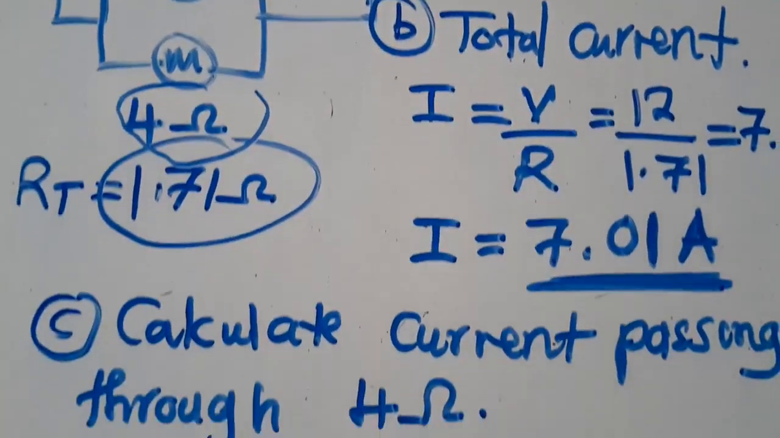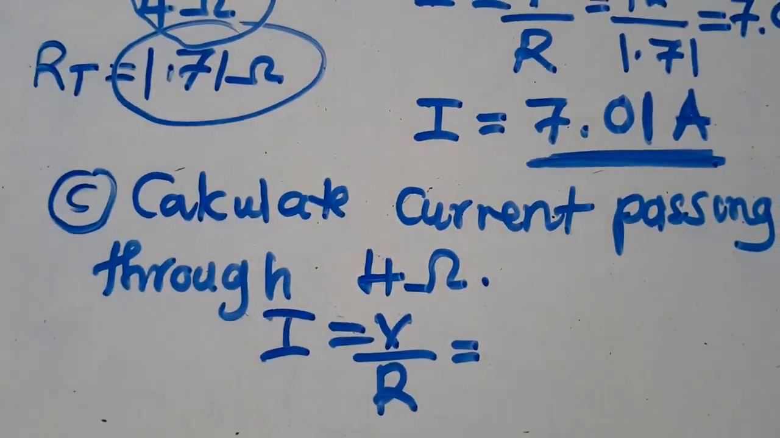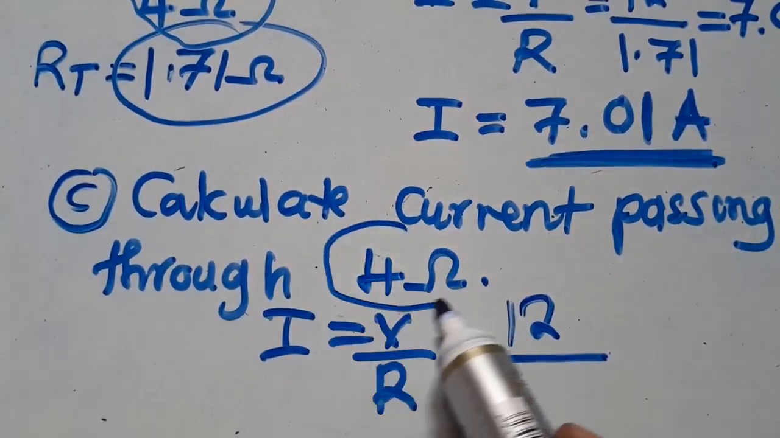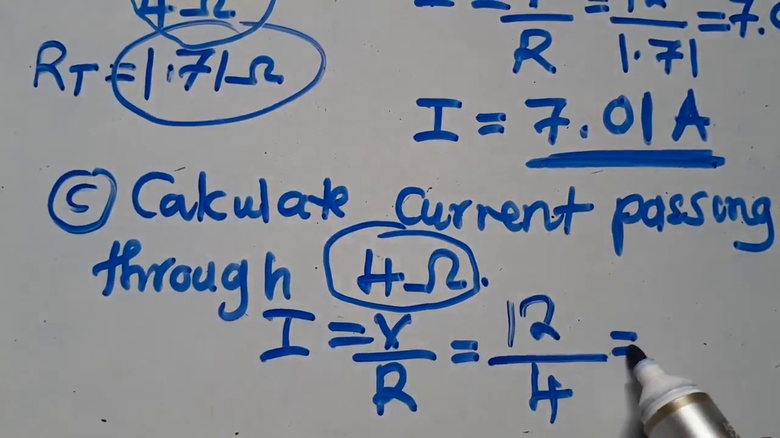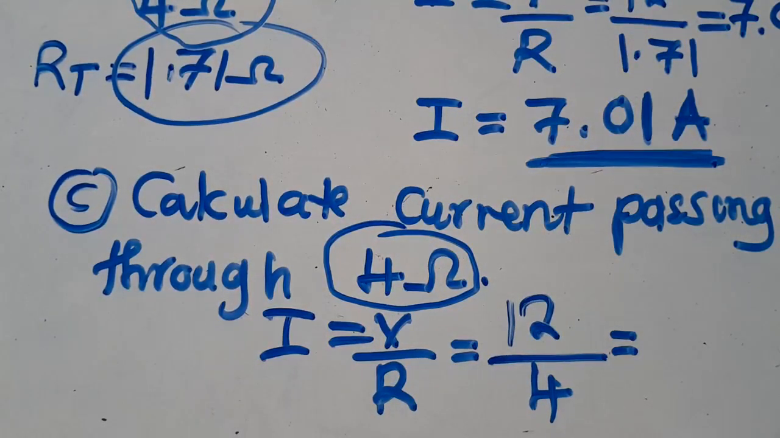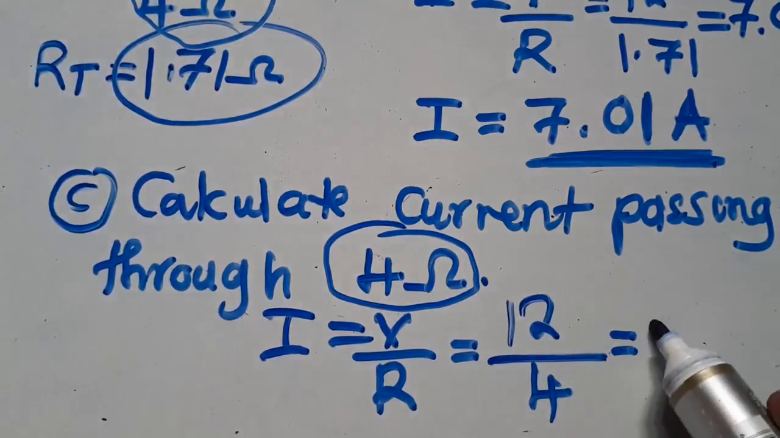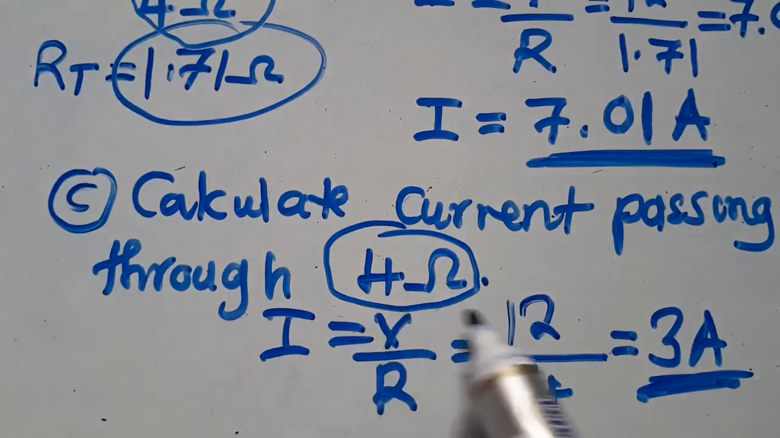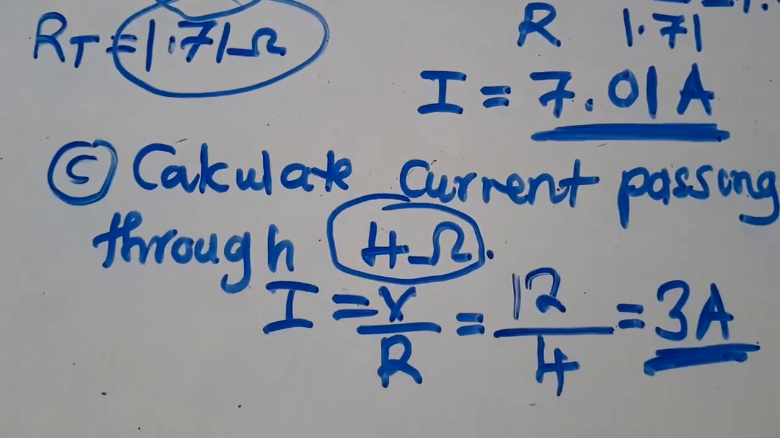So how do you go about that? You just say this is equal to the voltage we are given. The voltage is 12. What is our resistance? We are told the current passing through the 4 ohm resistor, so 4. What answer are we going to get when we divide? We are going to get 3 amps. That is the current that is passing through the 4 ohm resistor. This is how you need to answer that question, and these are the procedures that you need to do.